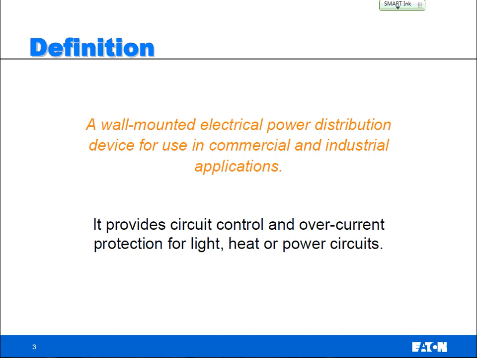Are you familiar with the panel board? When I talk panel boards, are you familiar with the concept? Generally speaking, okay. A panel board is a wall-mounted electrical distribution device, basically used for circuit control and overcurrent protection for most commonly light, heat, or small power circuits. The big difference between panel boards and switchboards is that panel boards are your wall-mounted devices. The largest you can get is 1,200 amps. Switchboards are your floor-mounted devices, and can go up to 6,000.